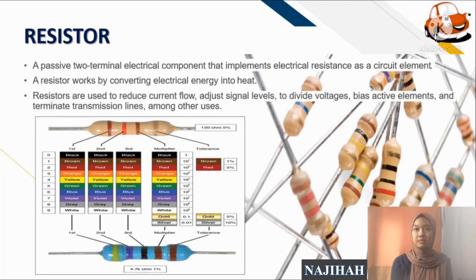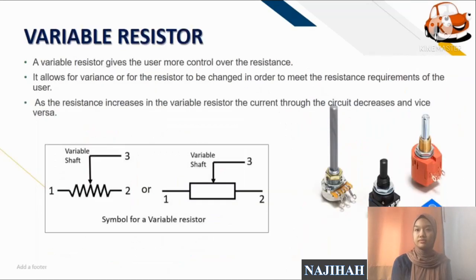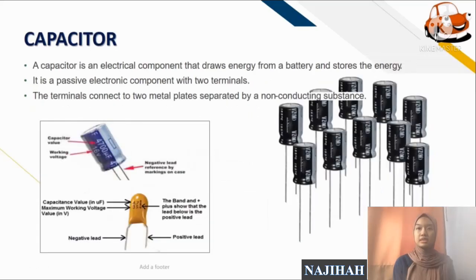First, a resistor is a passive electrical component that has two terminals. It works by converting electrical energy into heat. A resistor can also be used to reduce current flow and so on. Next, a variable resistor is a resistor of which the electrical resistance value can be adjusted. These resistors are also called digital potentiometers. A capacitor is a device that stores electrical energy. It is a passive electrical component with two terminals.